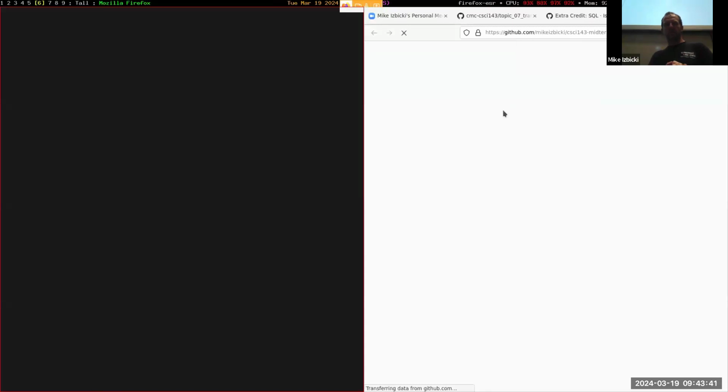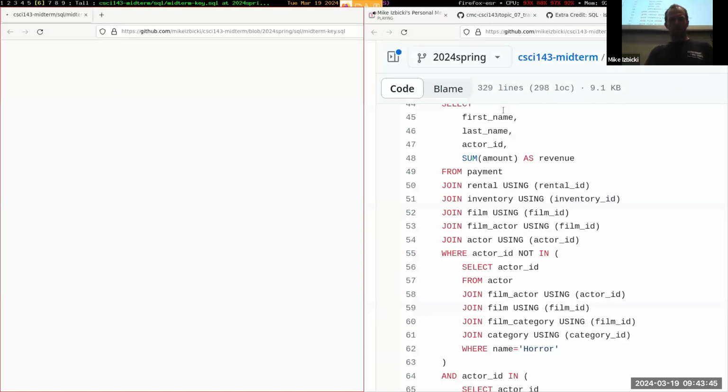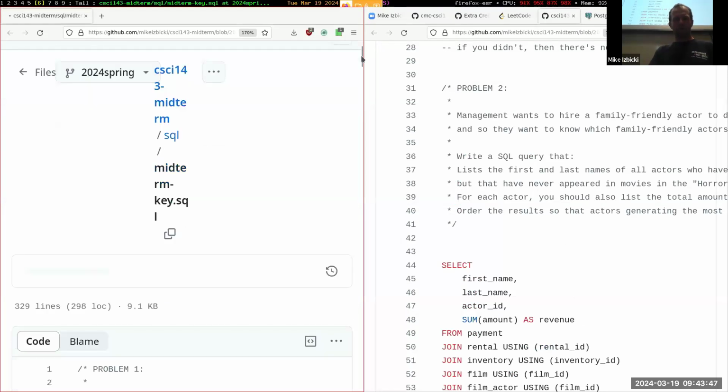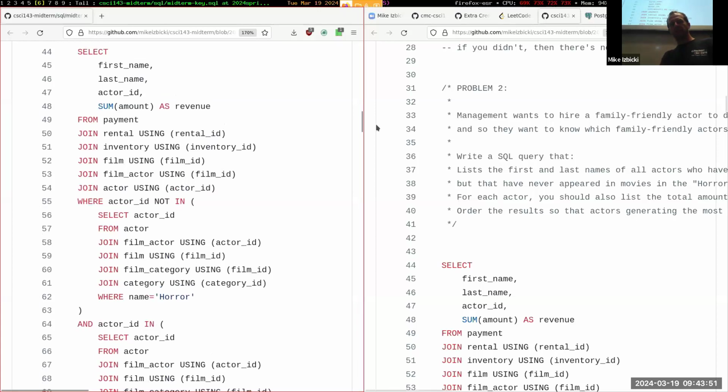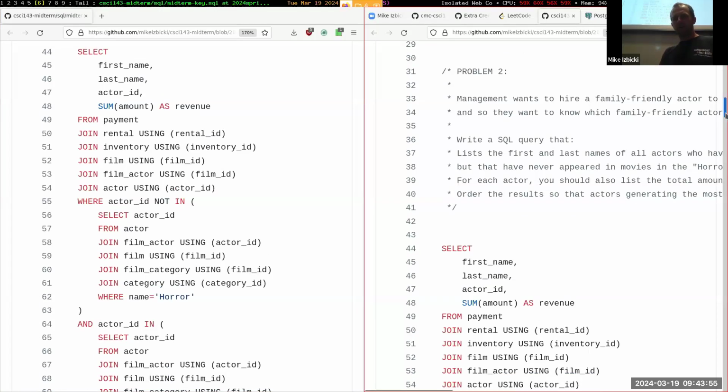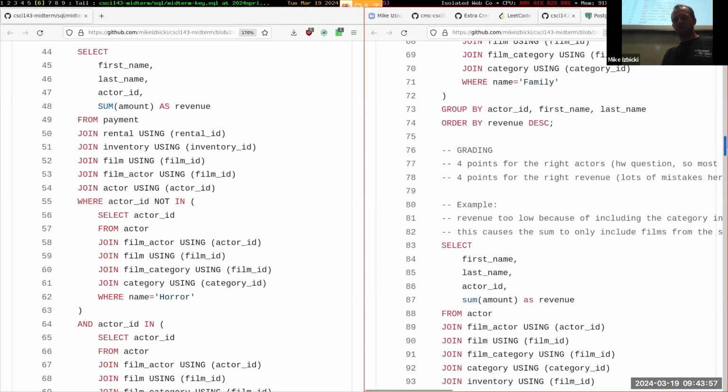Duplicate these tabs, move it side by side in Firefox here, and scroll down. So on the left-hand side, this is my solution, and on the right-hand side, we're going to compare this to some student solutions that turned out to be incorrect.